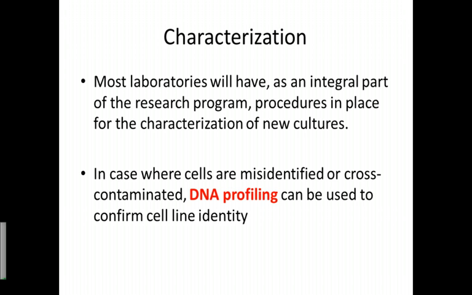So the cells will need to be characterized. For example, if you have a new cell line, you will need to identify what type of cell line it is. It may belong to a new subtype of the cancer cells. You will need to identify whether there is any cross-contamination between different cell types. So you need to confirm the cell line identity. So you will need to characterize the cells.